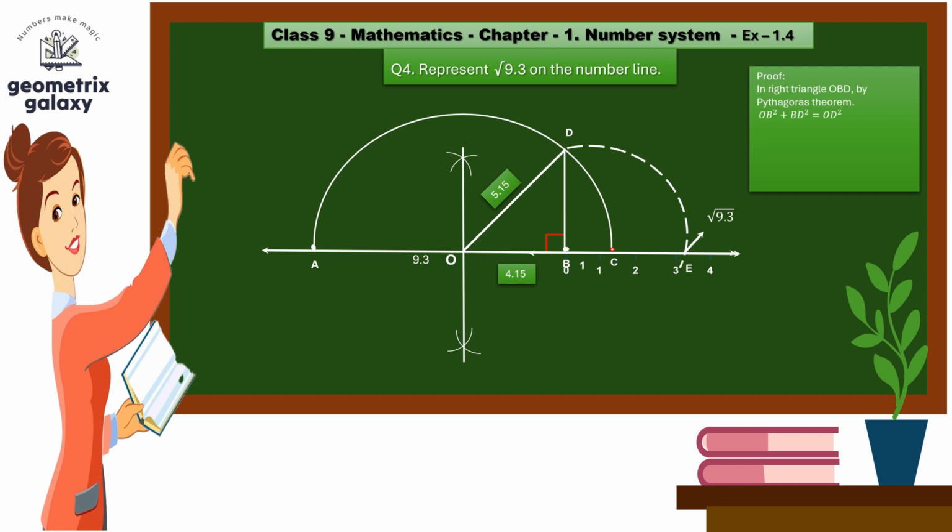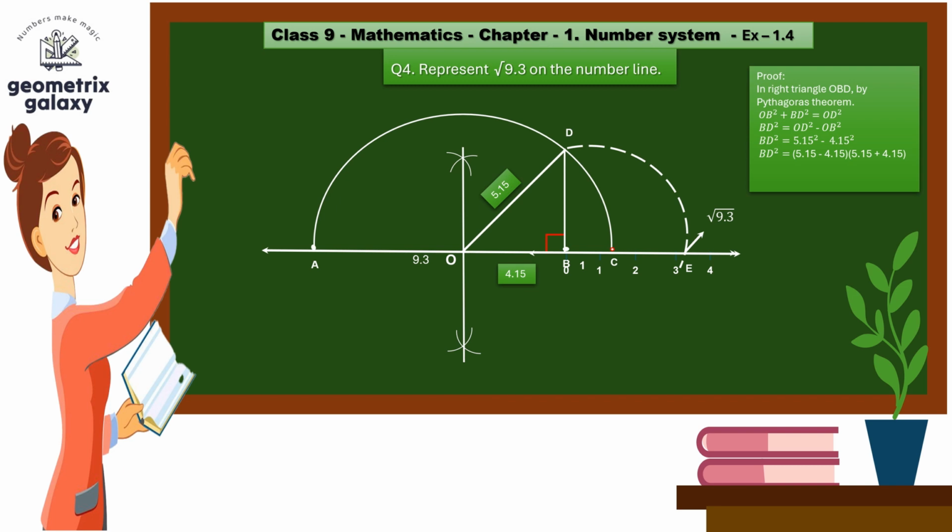Therefore, I am rewriting it as BD square is equal to OD square minus OB square. BD square is equal to, in the place of OD I can substitute the value as 5.15 and in the place of OB I can substitute the value as 4.15. Therefore, 5.15 square minus 4.15 square. Here, if you do actual squaring of 5.15 and 4.15, it will take a lot of time. It will be very difficult for you. So use the identity a square minus b square equal to a minus b into a plus b to find the answer. Now you see how the work become very simple. 5.15 minus 4.15 into 5.15 plus 4.15.